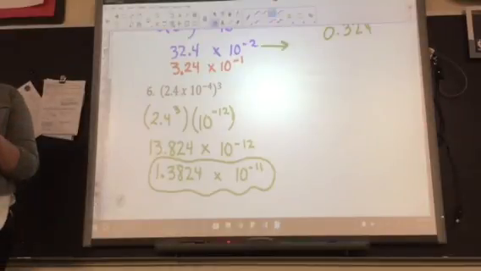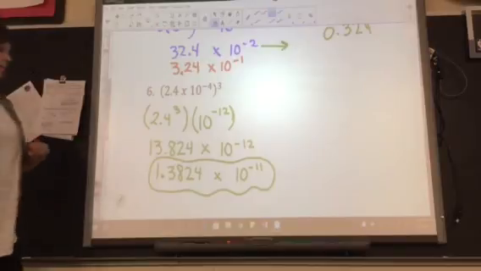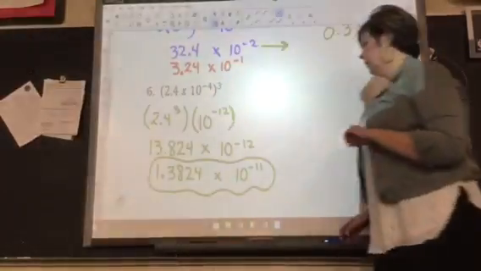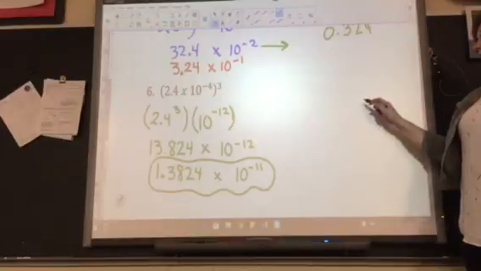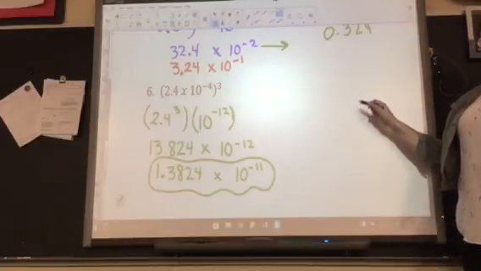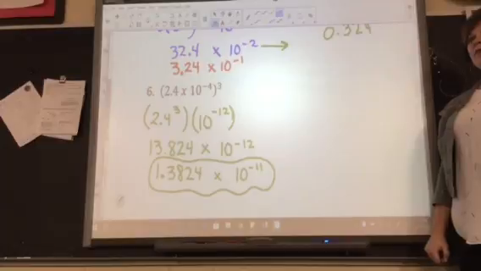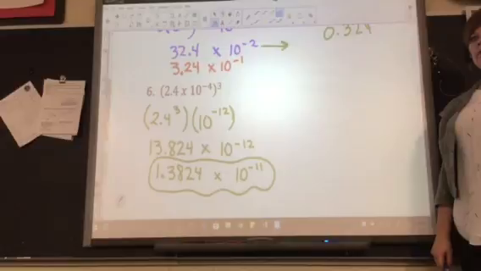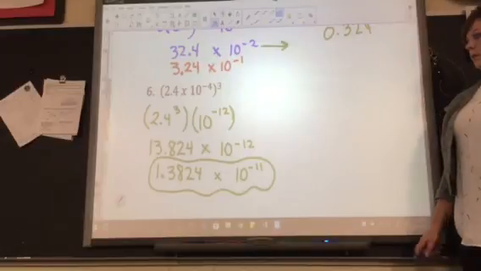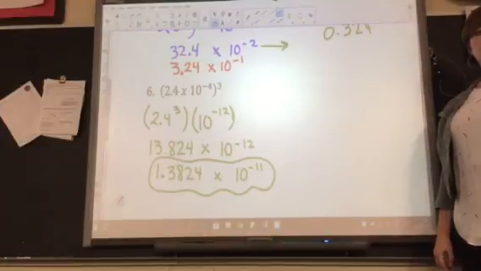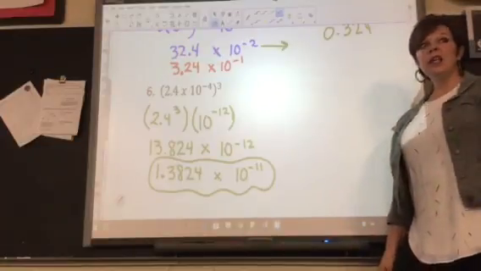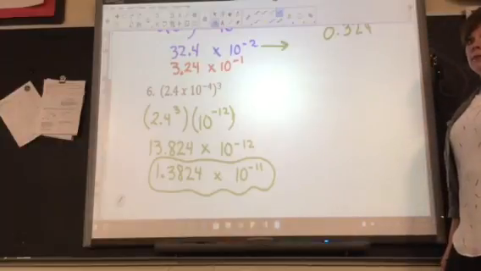What is my standard form going to look like? What do you think, Mr. Johnson? Yeah? Okay. In standard form, what do I have to do with that decimal? Don't you have to do the 10 to the power? Yeah, what does 10 to the negative 11 tell me to do, Colton? Yeah, I have to move that decimal to the left 11 times.